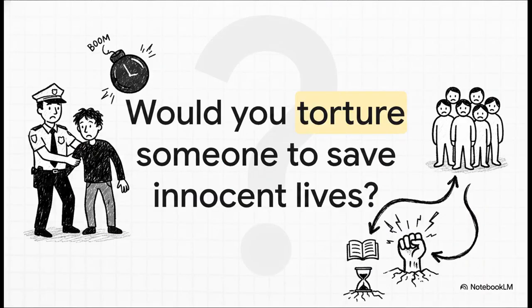Picture a police officer who just caught a bomb maker, and this suspect admits a device is going to explode in exactly 1 hour. But the suspect completely refuses to talk. What do you do? Do you go by the book, wait for backup, and just accept that innocent people are going to die? Or do you break the rules and use force to extract that information? It's a terrifying dilemma. Are there absolute moral rules we must never, ever break, or does the end ultimately justify the means?